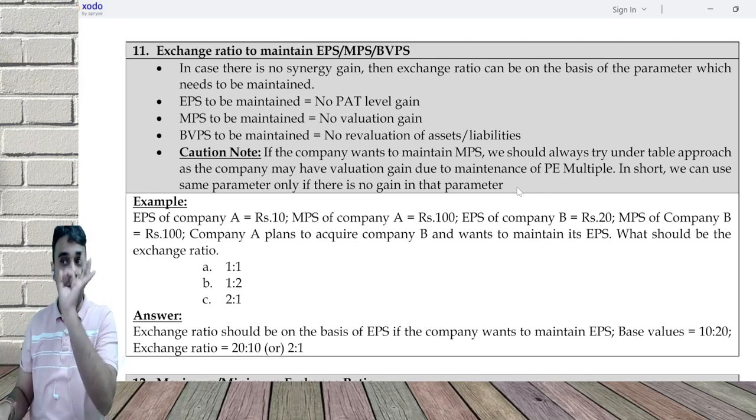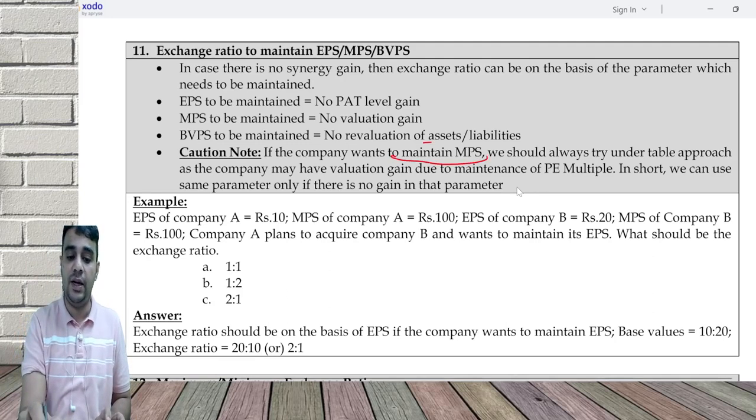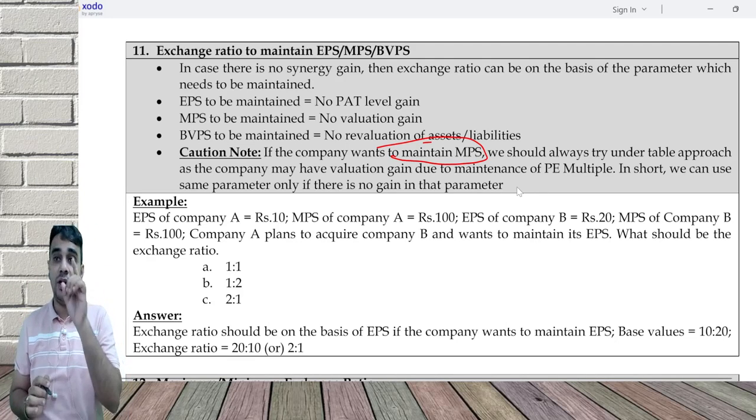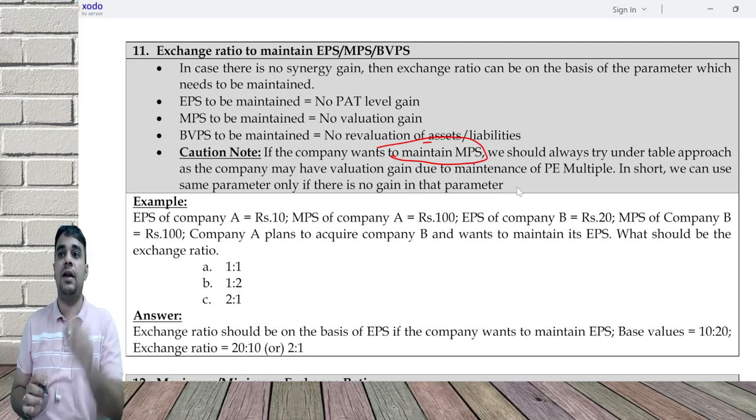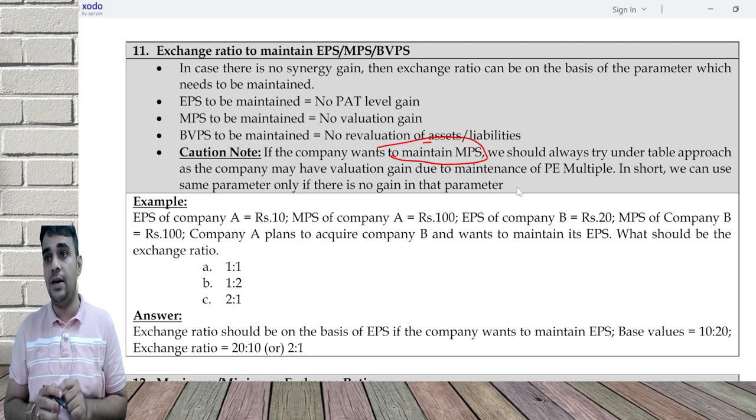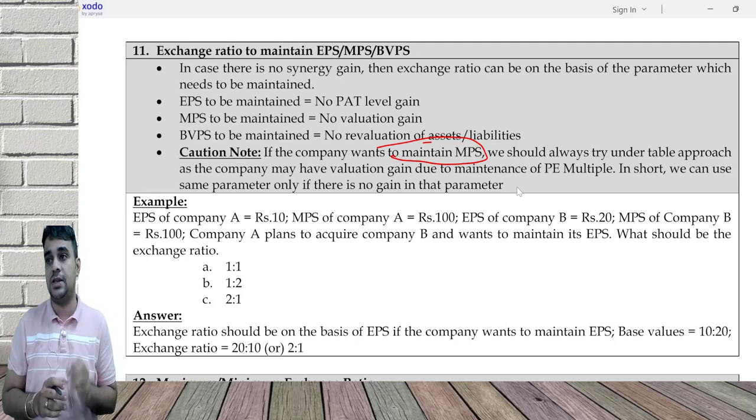I give you one important caution. Question says want to maintain market price per share. Don't end up doing the exchange ratio on the basis of MPS. Reason is most of the question market price will have a synergy gain. Market price will have a synergy gain because of P multiple. This is just a caution note.